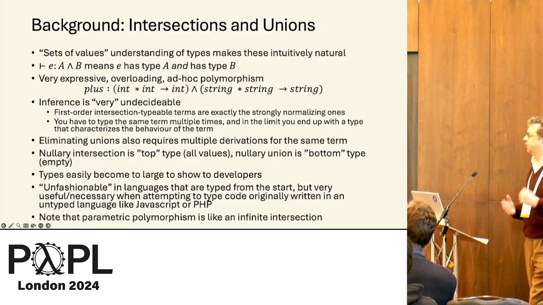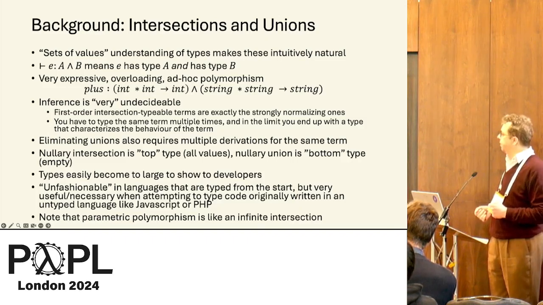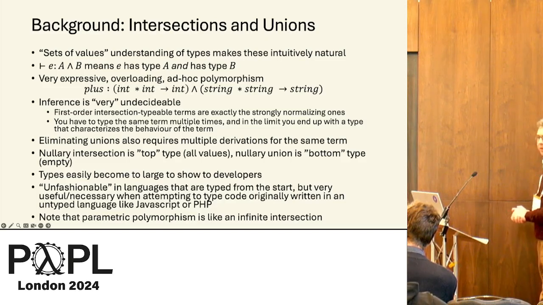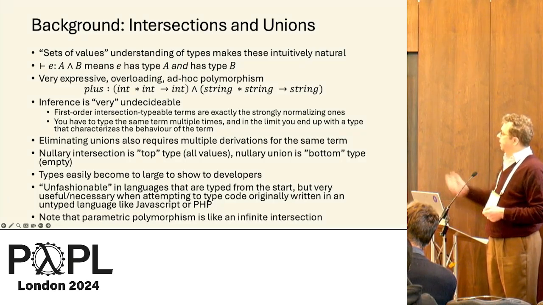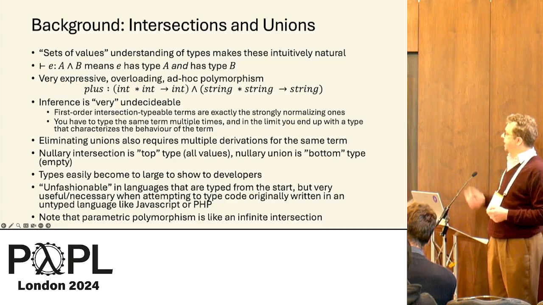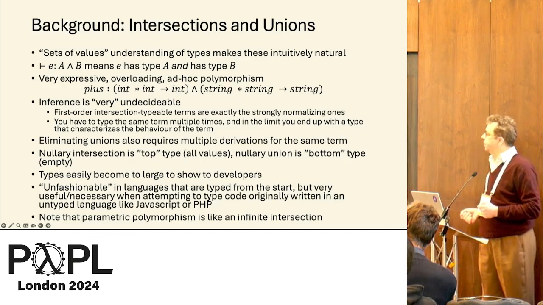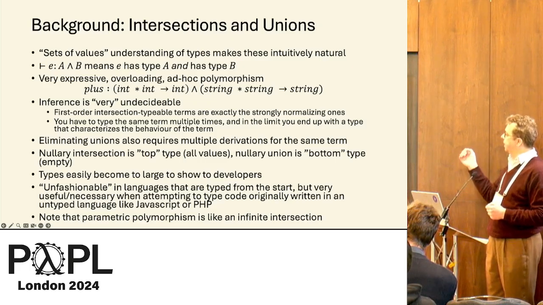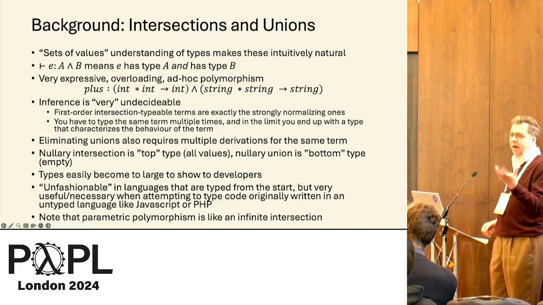So other language features which get covered in this session, apart from parametric polymorphism, are intersections and unions. And if you think of types as sets of values, as you should, then these are very natural things to have. So intersection just means if E has type A and B, then it has type A and it has type B. This is very expressive. It gives you ad hoc polymorphism as opposed to the parametric polymorphism of system F. So you could say plus has type int to int, int cross int to int, and string cross string to string, probably concatenation. But intersections are very undecidable.